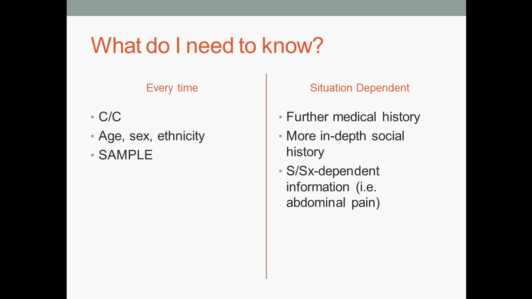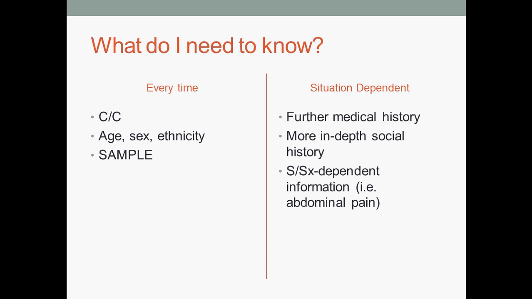And then situationally dependent, though, there's other things you're going to want to get. You're going to want to get a further medical history if someone has maybe a genetic problem or possibly a genetic problem. You're going to want to have a more in-depth social history if there's a lot of things going on at home, if maybe there's a depression, that sort of thing. You really need to know what's going on. Maybe if it's a young mother or if it's a child who's been taken out of the home, that sort of thing. So sometimes you're going to want to have a more in-depth social history. And other times it's just signs and symptoms dependent.